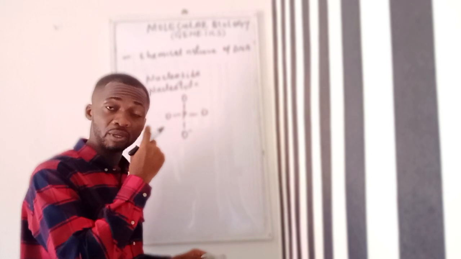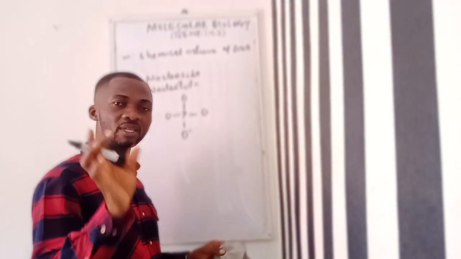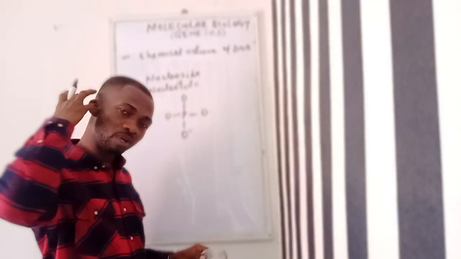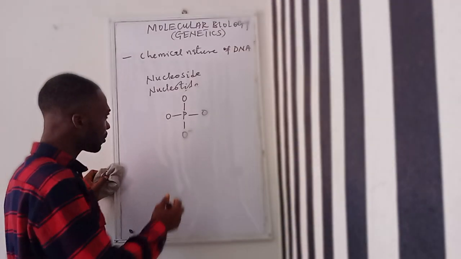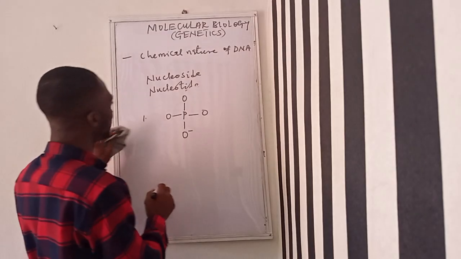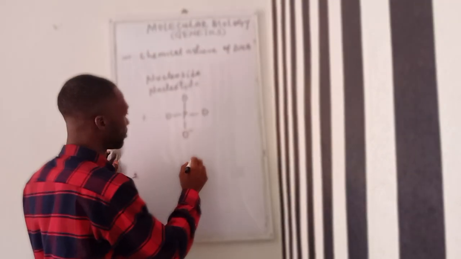When one is depleted, that is when energy is released, and it reduces to ADP, which is adenosine diphosphate. So it's the same phosphate. So this is the first one. Then the second one is the sugar, the sugar molecule.